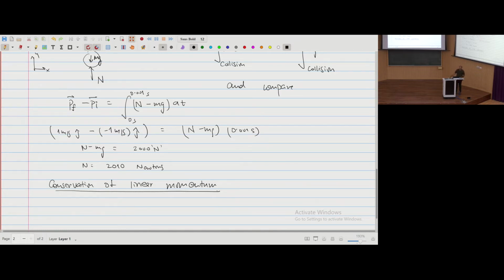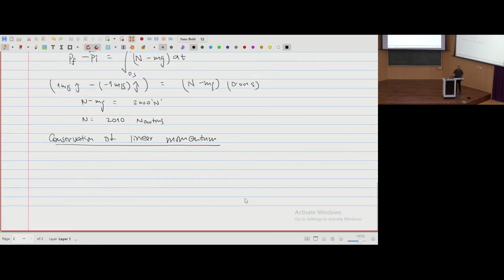Okay, so let's move to linear momentum conservation. There are situations where the impulse is 0. The force acting is 0. So in that case, what we get is, again, impulse over a certain time is 0. So then we can conclude that the initial momentum is equal to final momentum. Again, that's very useful. It's called the conservation of linear momentum.